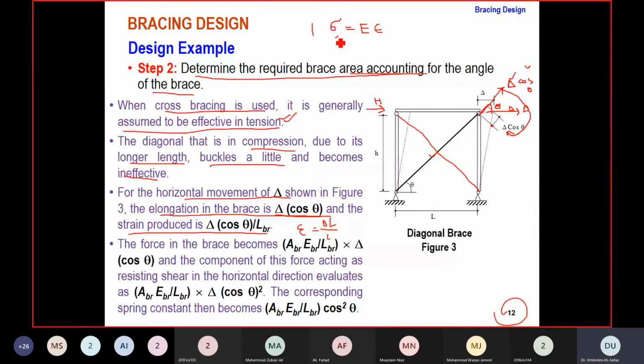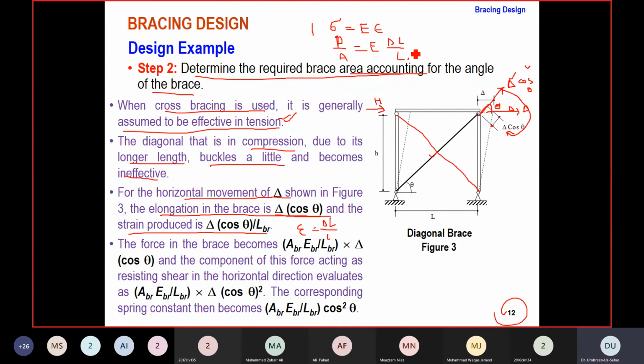Now, if we replace your stresses with P over A, where A is the area of the bracing, capital E will remain the same, and strain is the change in length divided by the original length, L naught, the length of the brace. So here the strain comes.